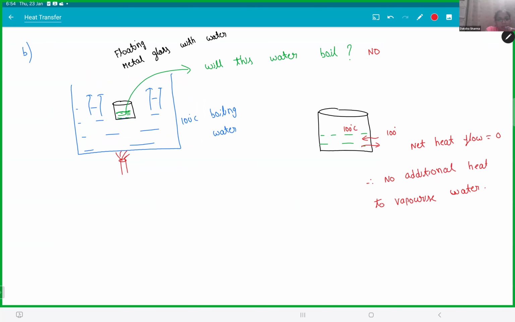Yes, sir. The question is, where are you getting the extra heat from? The only one who can give you heat is the surrounding water. Agreed? Yes. But your surrounding water's temperature and my temperature are both the same. If there's no temperature difference, heat won't flow through the metal glass. There is no extra heat, so I can't vaporize. Yes, sir. Okay.